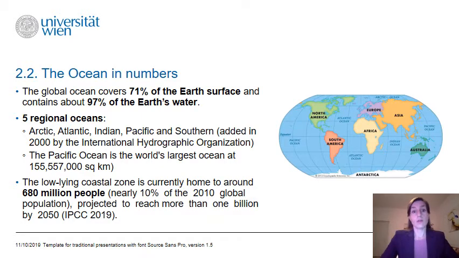The low-lying coastal zone is currently home to around 680 million people, so nearly 10% of the global population in 2010, projected to reach more than 1 billion by 2050. So to sum up, we speak actually of oceans. We have 5 regional oceans. The biggest one is the Pacific Ocean, and many people are very dependent on the ocean and at the same time very vulnerable, because they live in coastal zones that are low-lying and may strongly be affected, for example, by the rise of sea level in the near future.